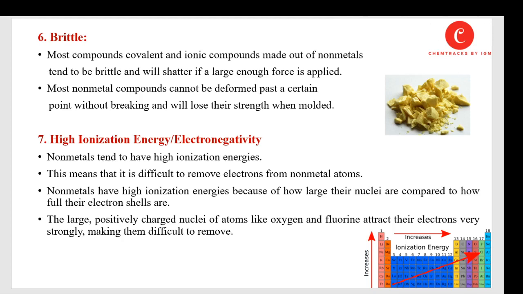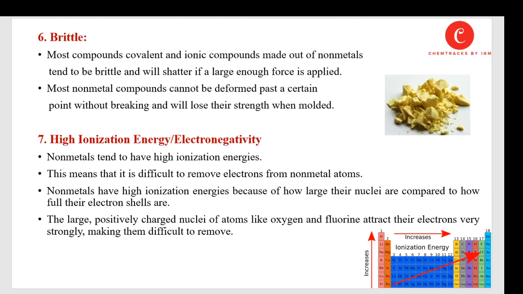Non-metals are brittle in nature. Most compounds, covalent and ionic compounds made out of non-metals, tend to be brittle and will shatter if a large enough force is applied. It means they can break easily. Most non-metal compounds cannot be deformed past a certain point without breaking and will lose their strength when molded.